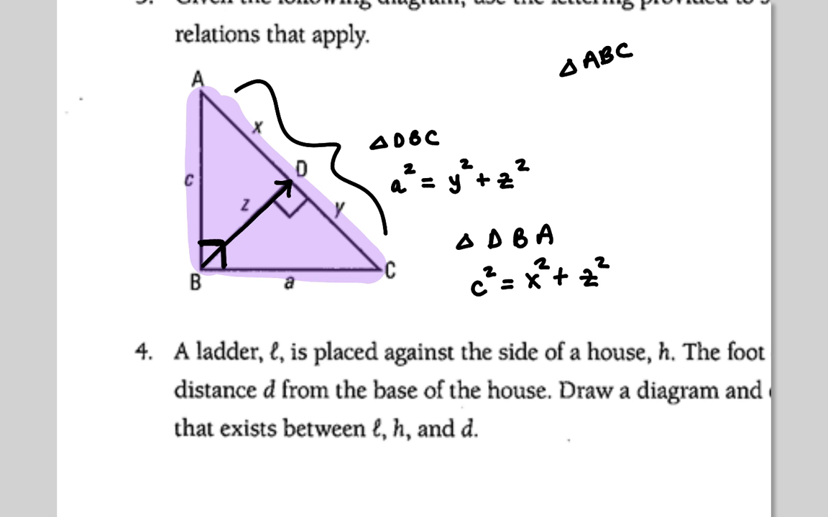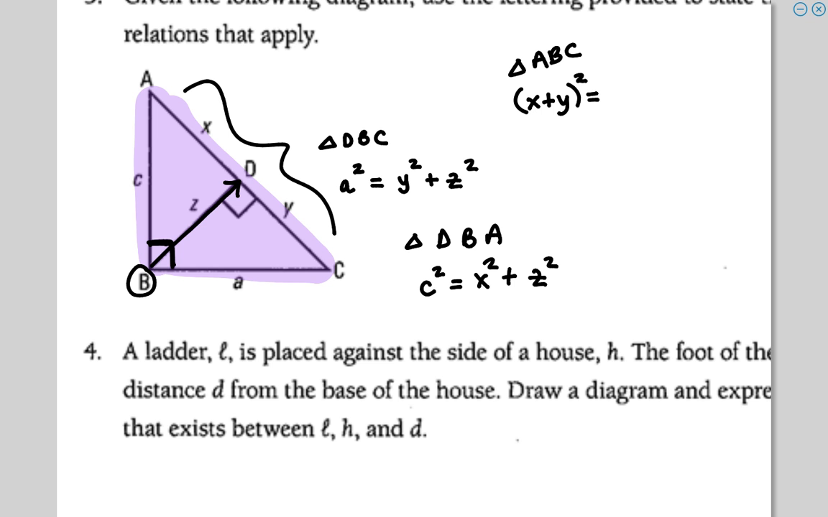So across from the vertex B is this entire side, which is made up of X plus Y. So X plus Y is the entire hypotenuse, so we will square that. And the two legs that make up the purple triangle are A squared and C squared.